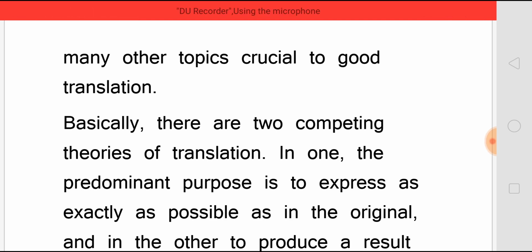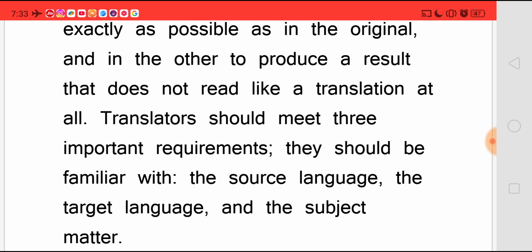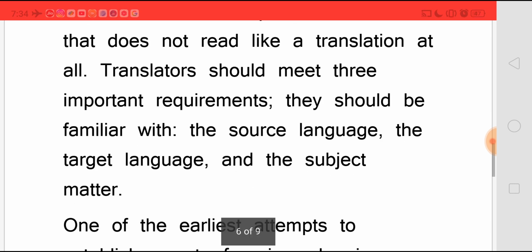Basically, there are two competing theories of translation. In one, the predominant purpose is to express as exactly as possible what is in the original, and in the other, to produce a result that does not read like a translation at all. Translators should meet three important requirements. They should be familiar with the source language, the target language, and the subject matter.